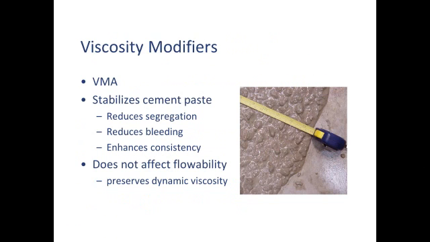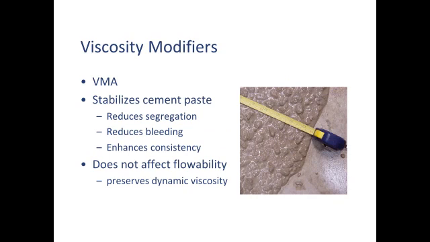So viscosity modifiers are a fantastic companion to super plasticizers because they're essentially just the opposite. Super plasticizers make stiff concrete very fluid or runny. I hate to use the term wet because we're not adding extra water. Viscosity modifiers do just the opposite. They make very runny concrete a little bit stiffer. And their job is to help stabilize the viscosity of the paste.